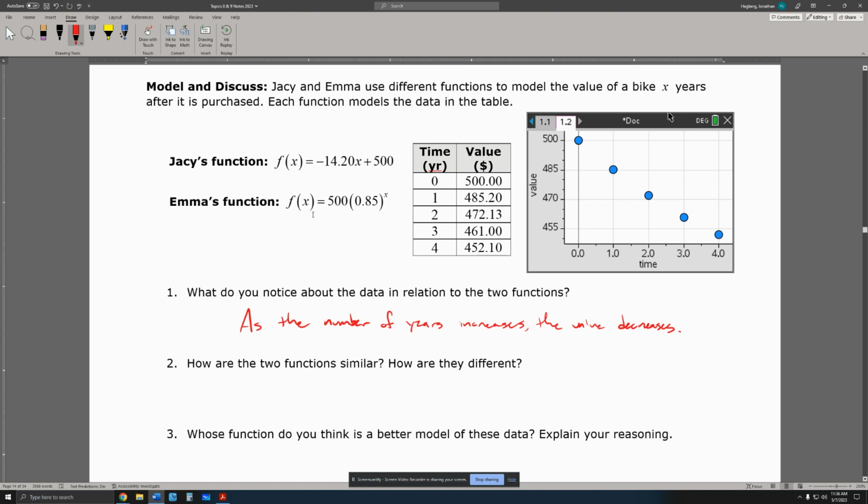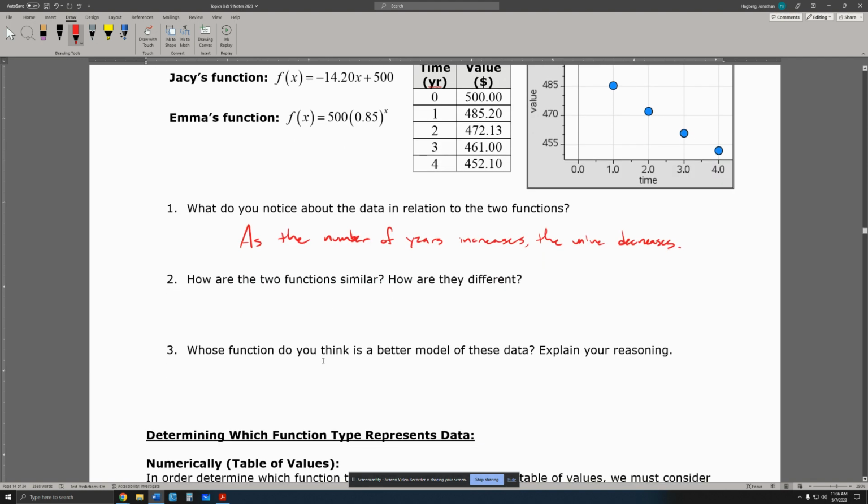So take a look at each of these functions here and compare and contrast them. How are they similar and how are they different? Well, first thing I noticed is that in JC's function, this is a linear function where the y-intercept is 500. That would be like our starting value. Likewise, in Emma's function, this is an exponential function because we've got the variable in the exponent, where the initial value is also 500. So one way that they are similar is both have a starting value of 500.